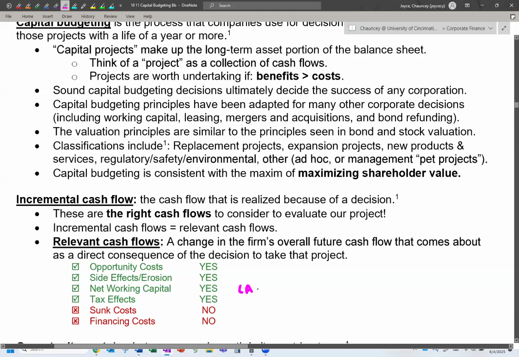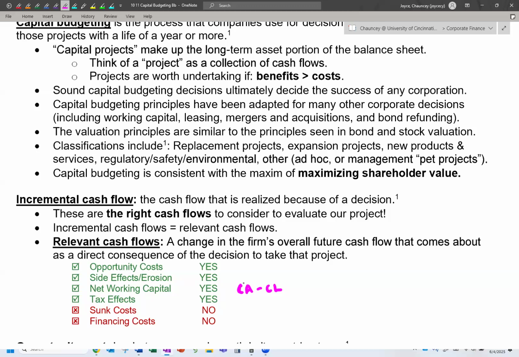Net working capital, I always think of this as current funding. It's your current assets less your current liabilities. So it's your short-term financing, you could think of it. Typically, when you're talking about capital budgeting, your biggest component here is inventory.